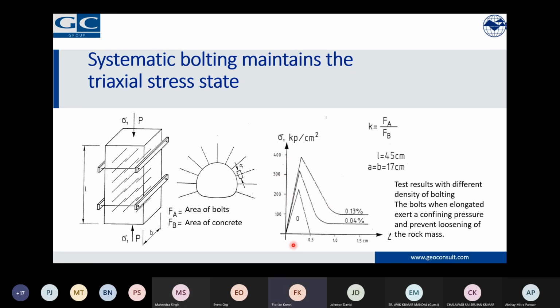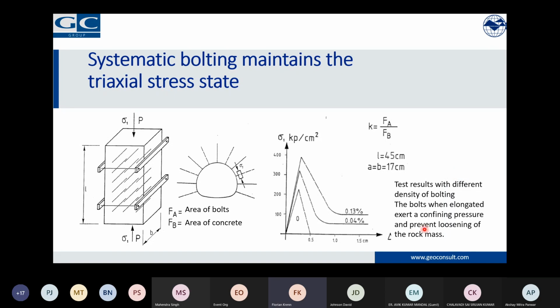And these are then the results of these tests. So this is completely unreinforced, the plain concrete. It may reach up to 220 old units, kilopond per centimeter square. And with some reinforcement, and this is the ratio between the areas, it will come up beyond 300. And then again close to 400 with even denser spacing of these modeled steel bolts. So that means that when we do systematic bolting, we are reinforcing the rock mass like a structural engineer is reinforcing the concrete.